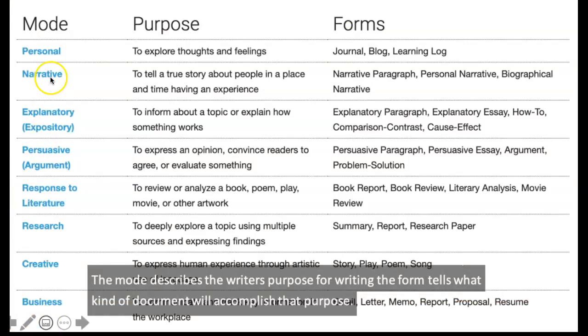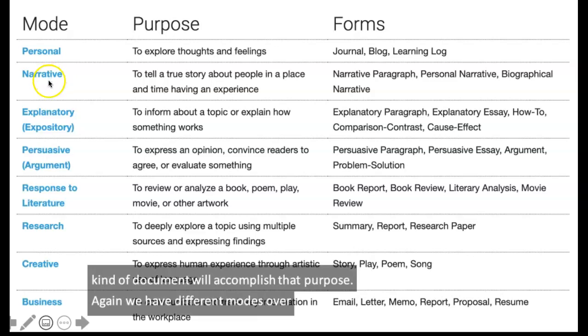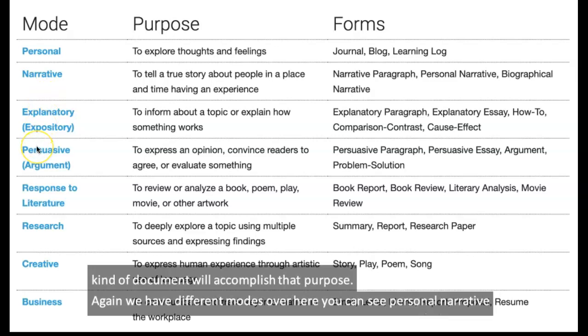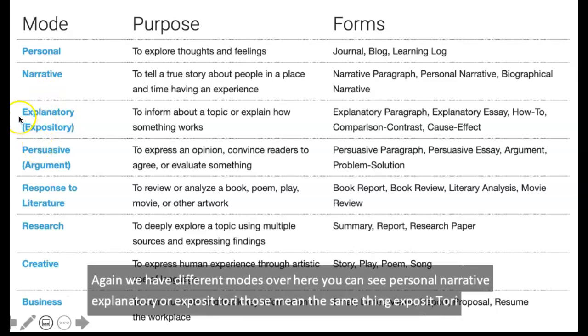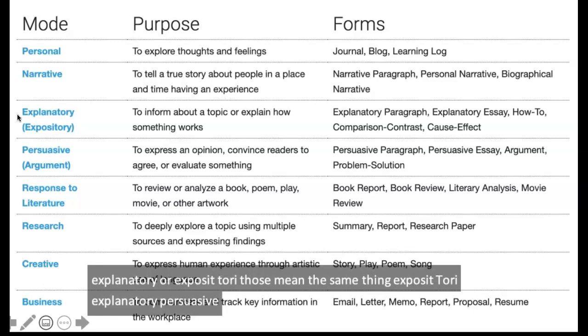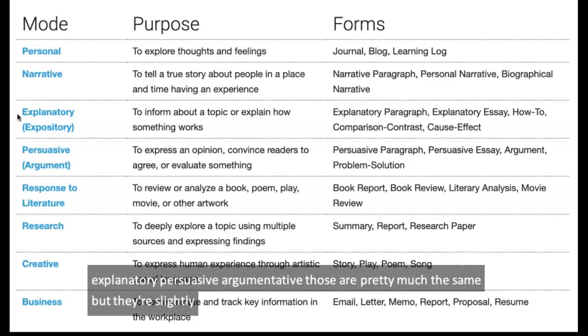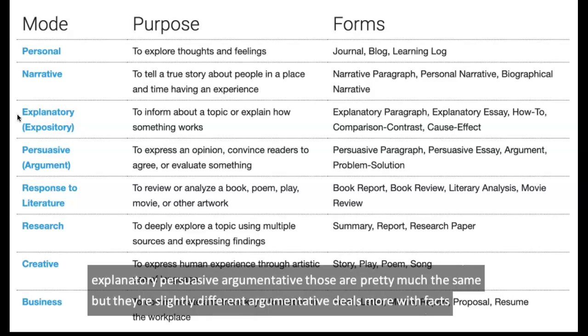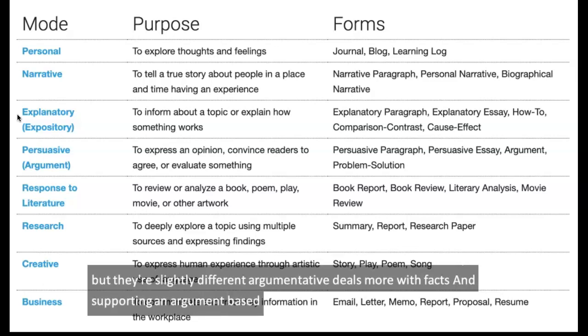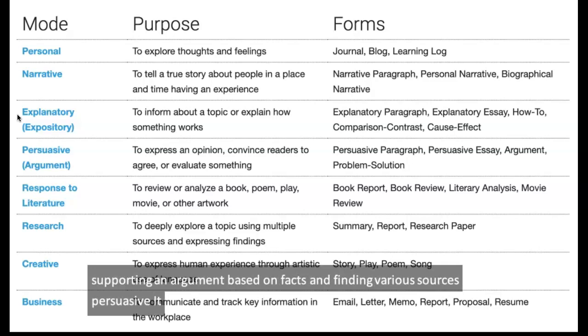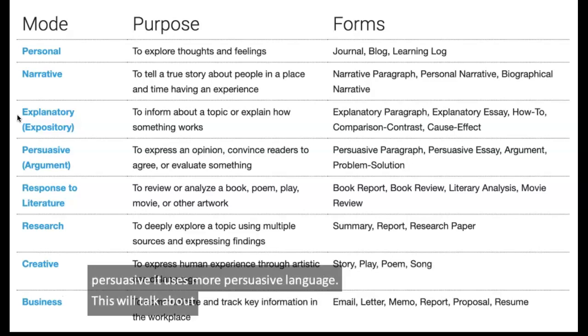Again, we have different modes over here. You can see personal, narrative, explanatory, or expository. Those mean the same thing. Persuasive, argumentative, those are pretty much the same, but they're slightly different. Argumentative deals more with facts and supporting an argument based on facts and finding various sources. Persuasive uses more persuasive language. This we'll talk about more later.